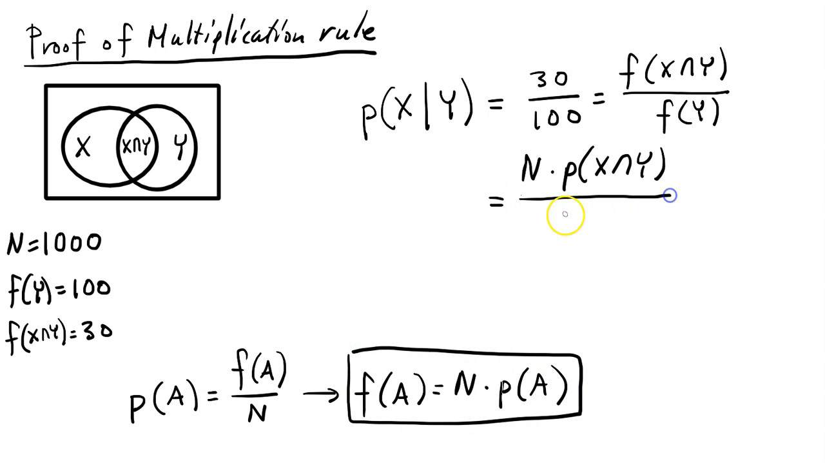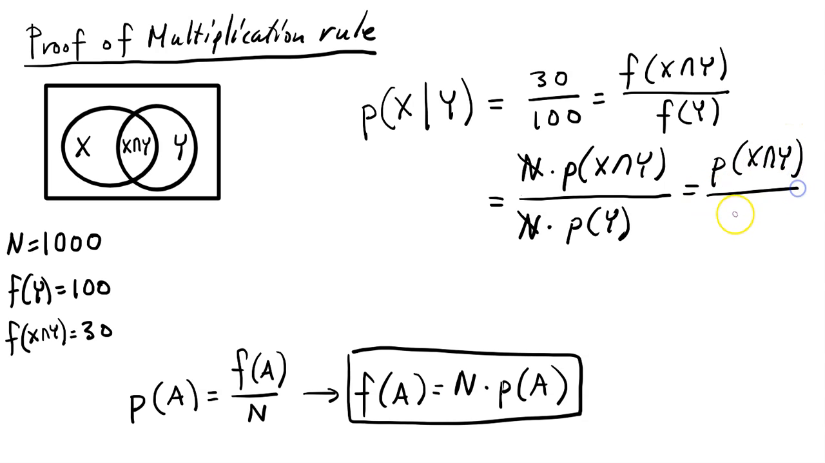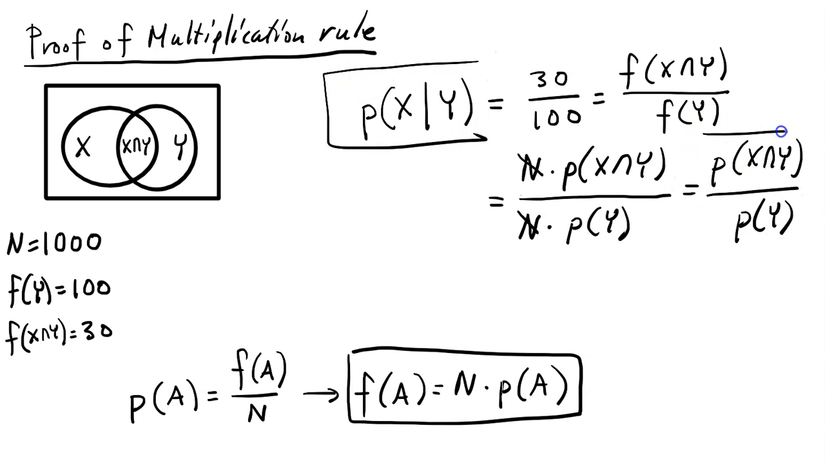And the same in the denominator. Take n times p of y. That's equal to f of y, according to this. And now we see that we can shorten out this. And then we're left with this part. So this is equal to that. But this is just the multiplication rule.